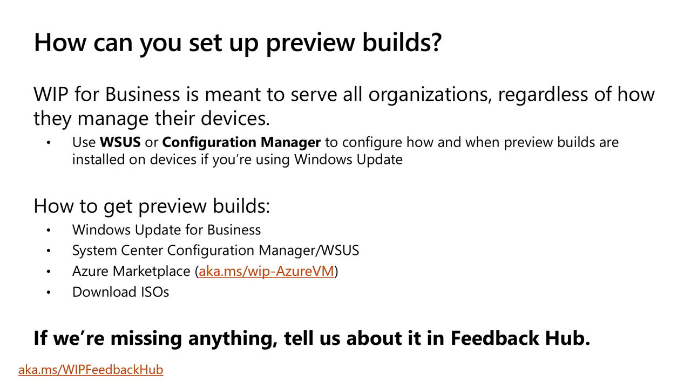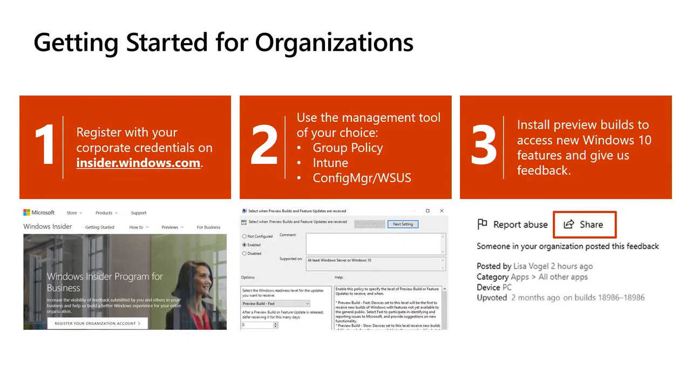And if you want to test virtual machines, you can download from Azure Marketplace or specifically download ISOs. So how do you do this? Well, there are 3 basic steps. Step 1, go online to the Windows Insider Program for Business website, insider.windows.com. It's here. Take a photo. And sign up with your corporate credentials for the Windows Insider program. Yay! How many of you have already done this? The rest of you go do this. That's step 1. It is an easy step.